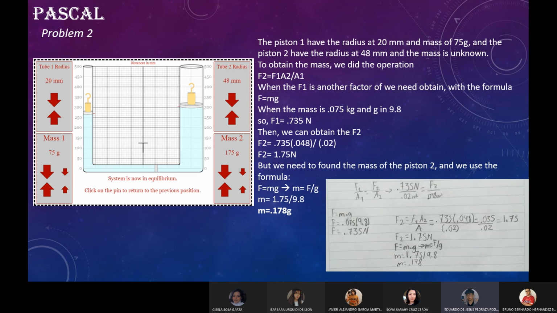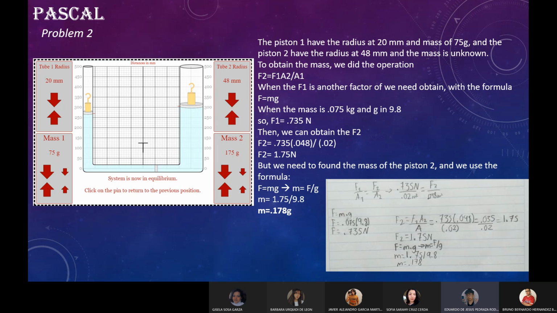Well, I'm Mauro Pedraza, and I'm going to explain about the problem 2 of Pascal. It says that the piston 1 has the radius of 20 millimeters and mass of 75 grams, and the piston 2 has the radius of 48 millimeters and the mass is unknown. So to obtain the mass, we did the operation. The second force is equal to the first force multiplied by the second area divided by the first area.